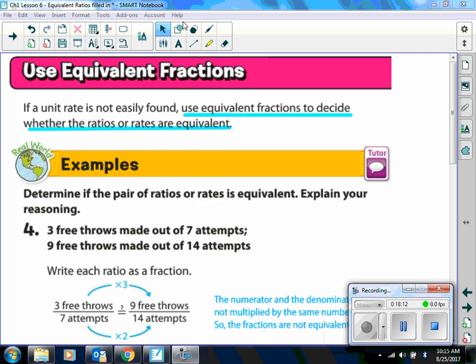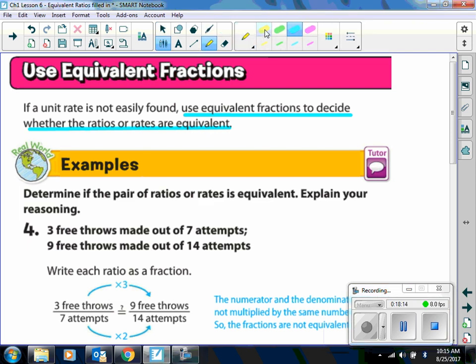So the last thing we're going to do here is use equivalent fractions. Now this I want you to add to your list of how to compare. So the first one was to compare unit rates. The second way to compare to see if you have equivalent ratios is to use equivalent fractions to decide if they're equivalent. Okay?